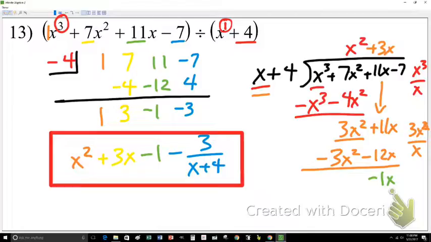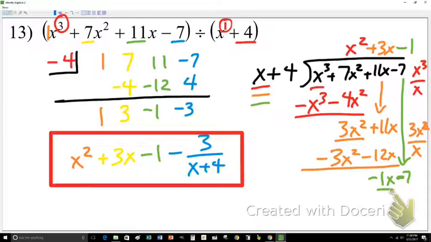And we go ahead and repeat the process one more time by bringing the last term down. So when we run out of terms, we're done. So we can go ahead and divide this negative 1x by this x here. So negative 1x divided by x, that's just negative 1. So we place a negative 1 up there.